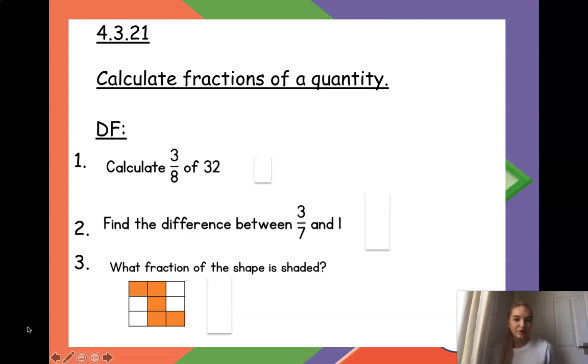In today's lesson, you're going to be calculating fractions of a quantity, and I'll explain what that means in a little while. But before that, you have your daily fluency questions, please. Can you pause the video and spend 3 minutes? Write down the answers on your page.